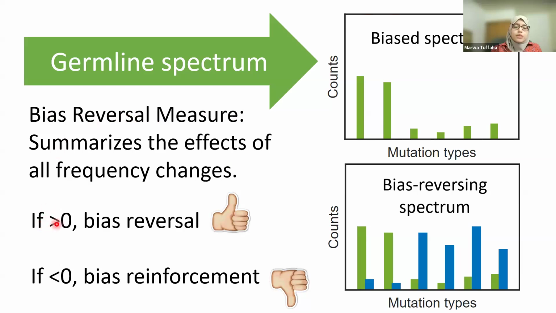If this number is positive, then there is a bias reversal, and according to the hypothesis, that's good, which means it gives access to the driver mutations. But if it's negative, then there's a bias reinforcement, and that's hypothetically bad.